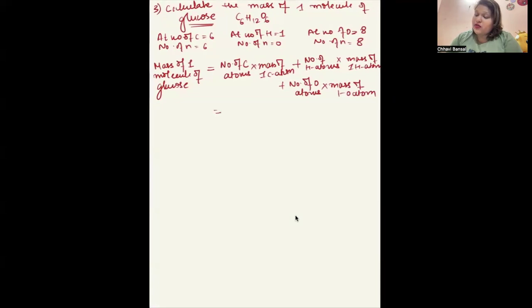So here, what is the number of carbon atoms? 6. Mass of one carbon atom is, you should remember now, 12 AMU. Number of hydrogen atoms, 12. Mass of a hydrogen atom is 1. Why? We can see the atomic number of hydrogen is 1, which means number of protons is equal to 1 and number of neutrons is equal to 0. So mass of a hydrogen atom is 1 plus 0, that is 1 AMU.